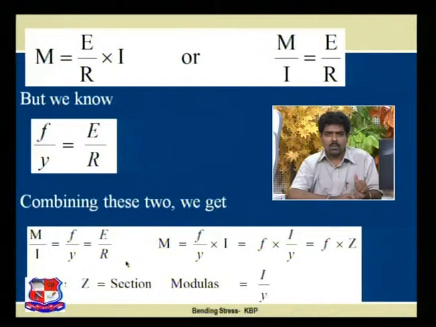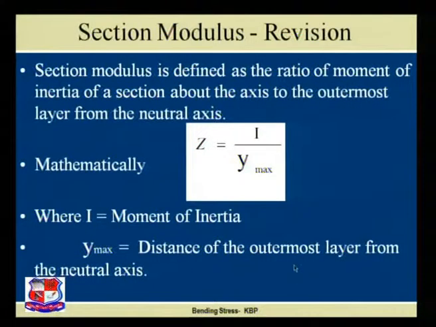Now here, if I simplify the equation, M is equal to F over Y into I. If I once again simplify this equation, it is F into I by Y, where the I by Y term is referred to as Z. Z is nothing but the section modulus, which is nothing but I divided by Y.